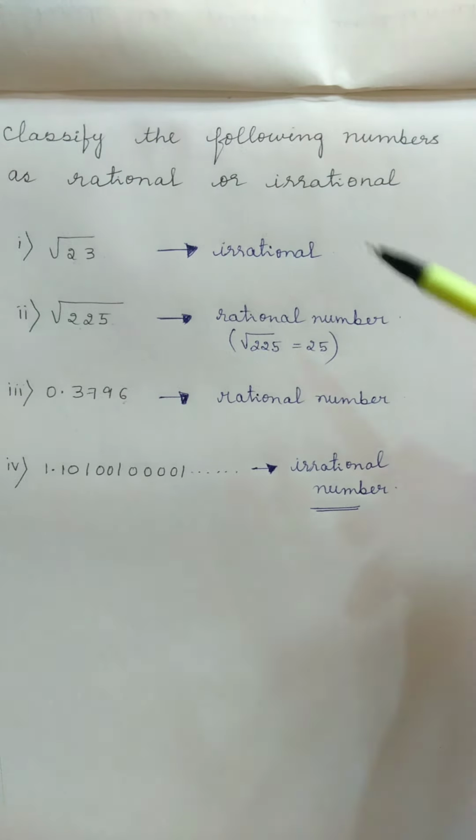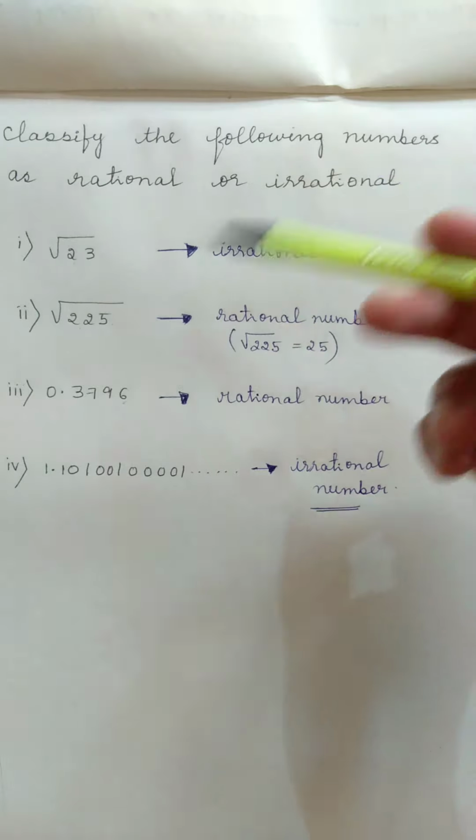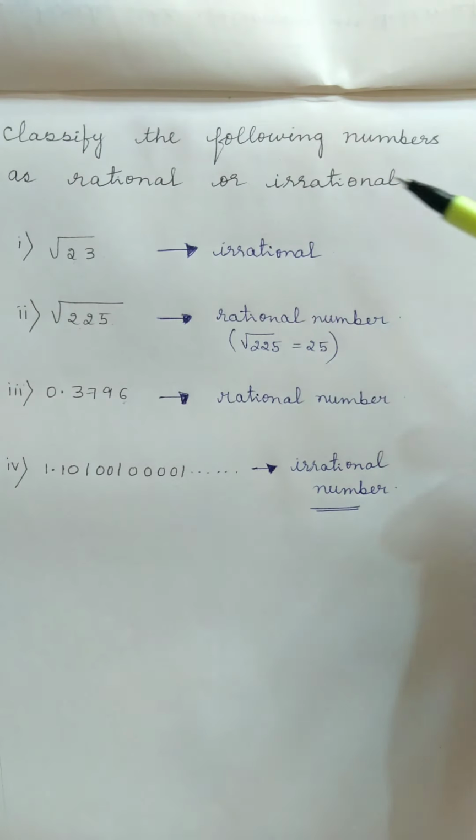So, these are the answers and the reasons for the following numbers to be rational and irrational numbers.